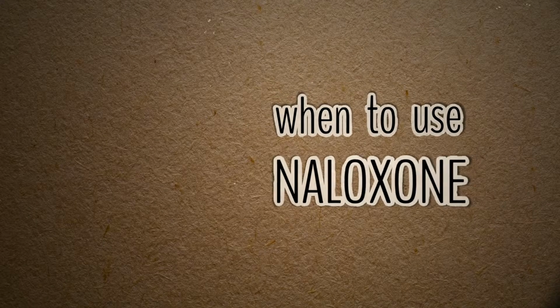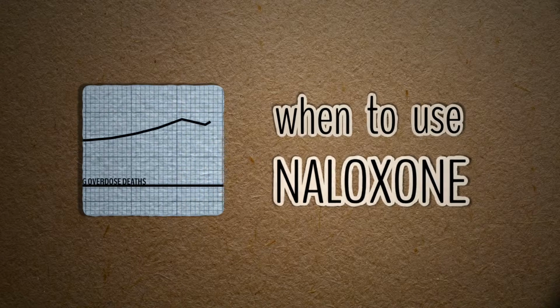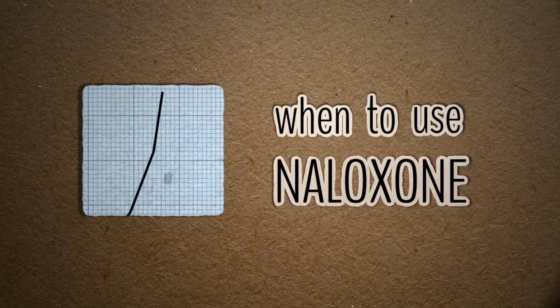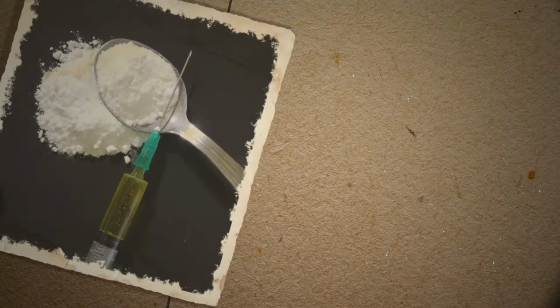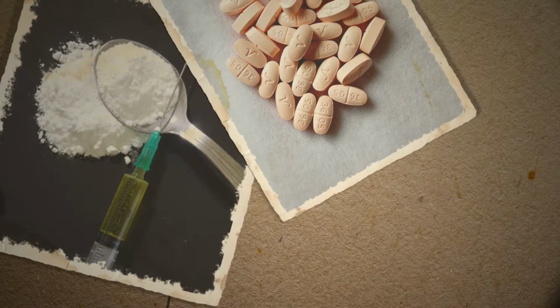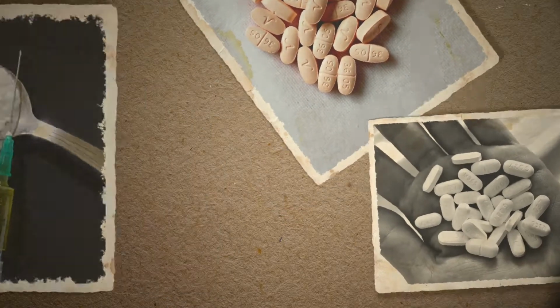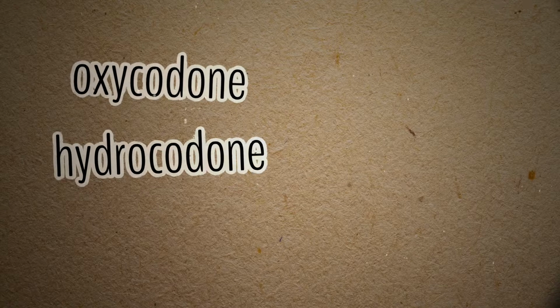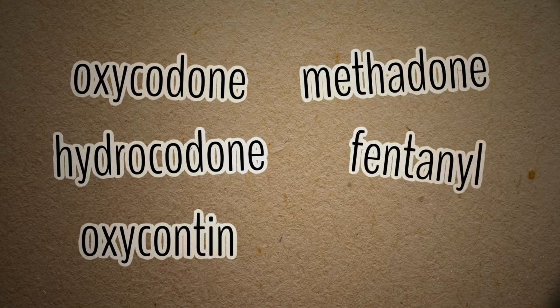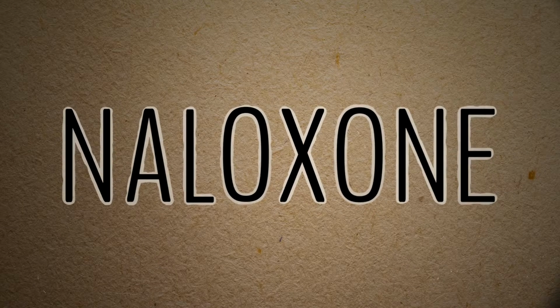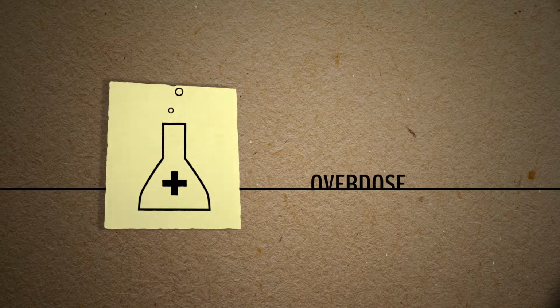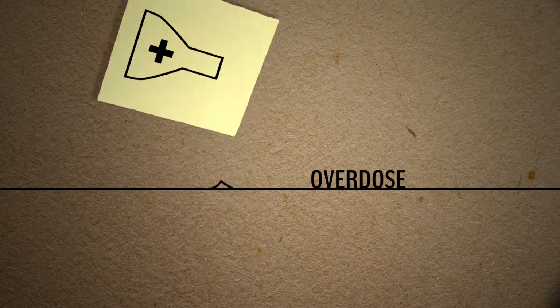When to use naloxone. Overdose is the number one cause of death in Americans under the age of 50. If you struggle with opioid use, are taking high doses of painkillers, or are close to someone who takes opioids like oxycodone, hydrocodone, OxyContin, methadone, fentanyl, or heroin, you should know how to administer naloxone. Naloxone temporarily reverses the effects of an opioid overdose. It is the antidote to an opioid overdose and can save a life.